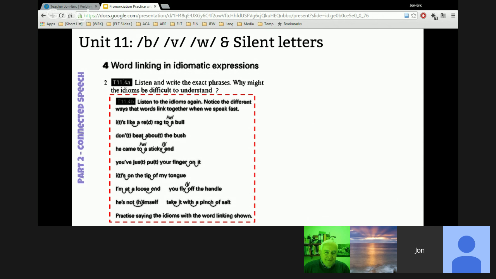But you'll notice it's joined together. Red rag to a. Now look at that. To ends in a vowel. A begins with a vowel. So when we've got two vowels that go together, we have to separate them with the w sound. To bull. Like a, there's no need. It ends in the letter K, and it's followed by a vowel. So there's no need to separate the sounds. But to has two vowels, so we have to separate them with a w.